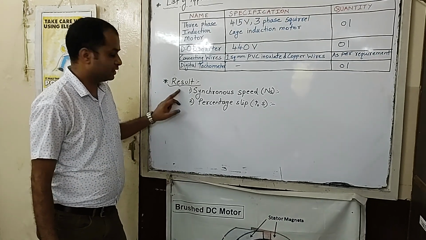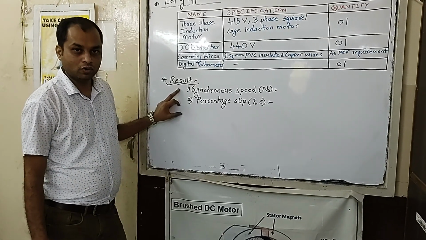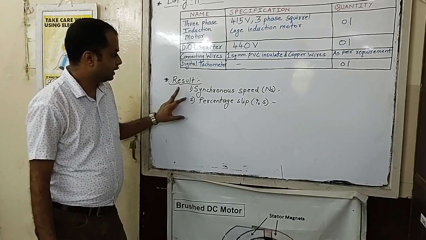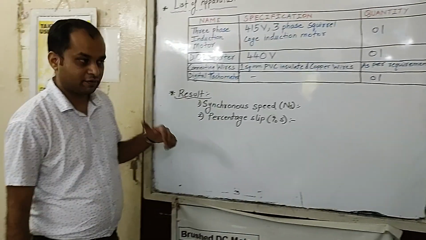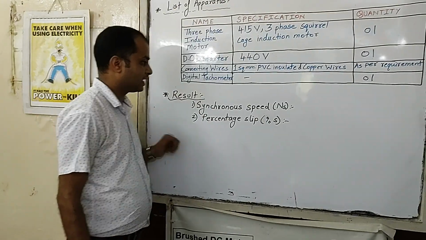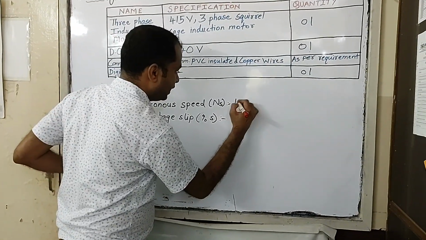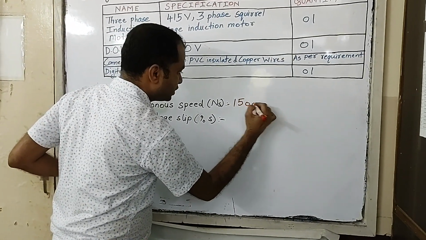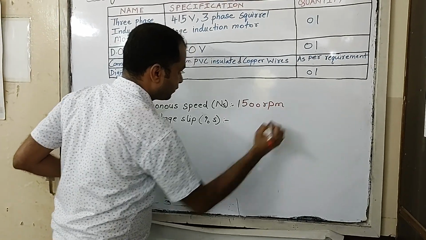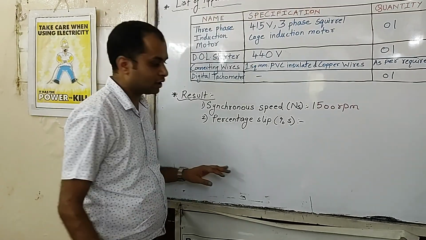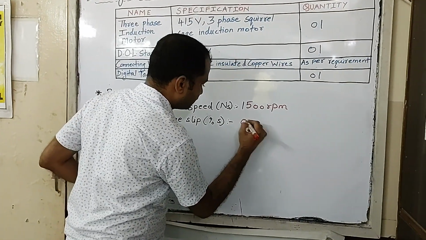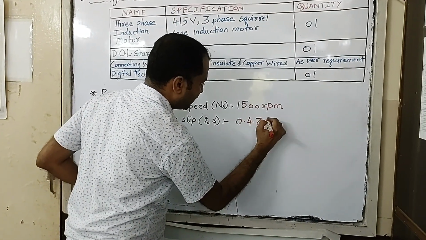So let us have a look at the result that we have to note down in this practical. In the result, we have to write the synchronous speed that we have calculated for our given three-phase induction motor. It is equal to 1500 RPM. Next, the percentage slip that we have calculated for our motor, we have to write it as 0.47%.